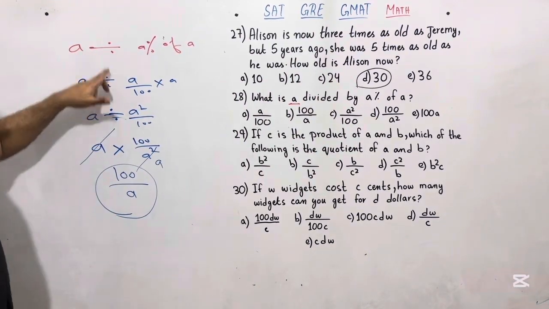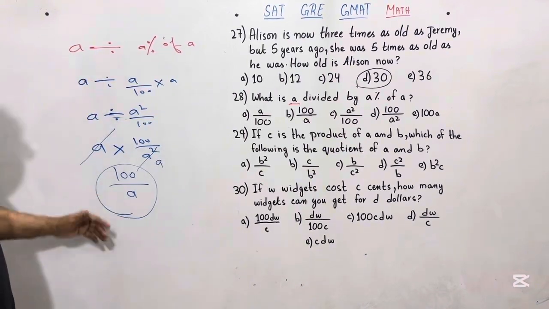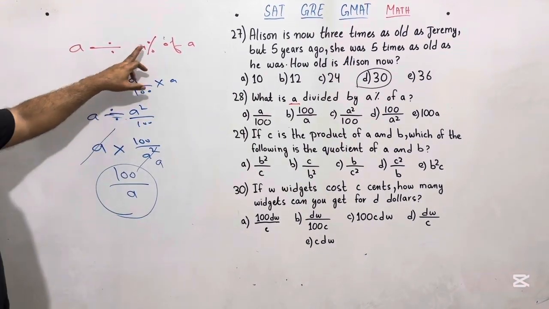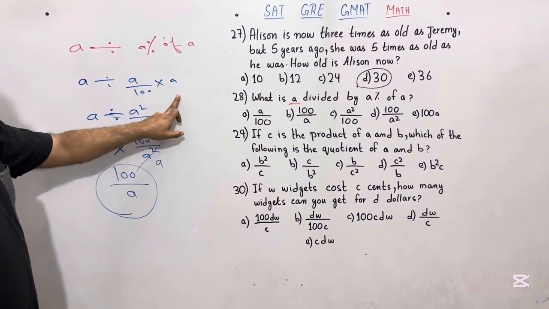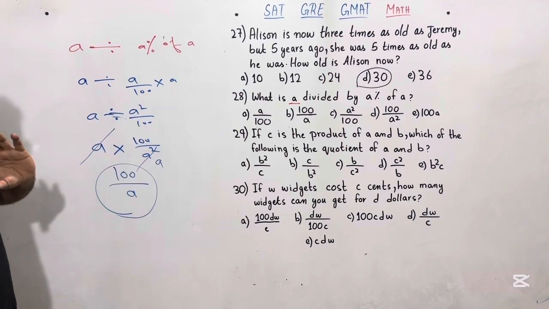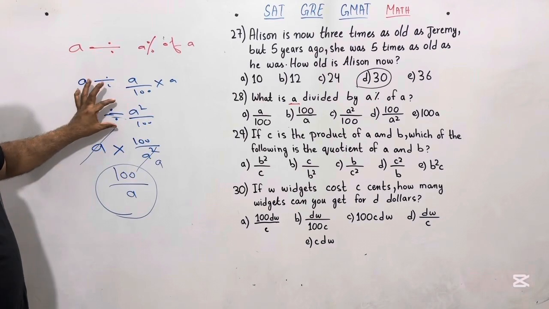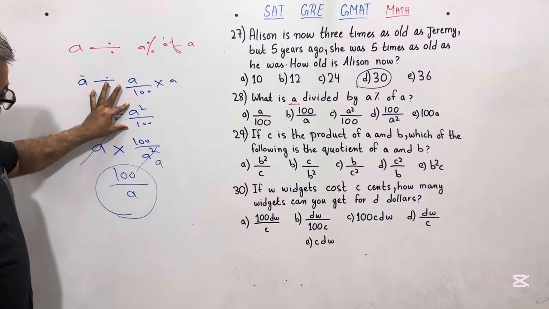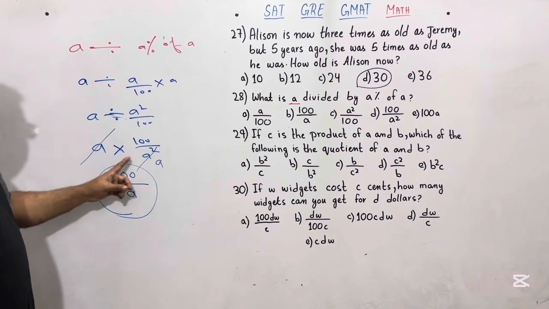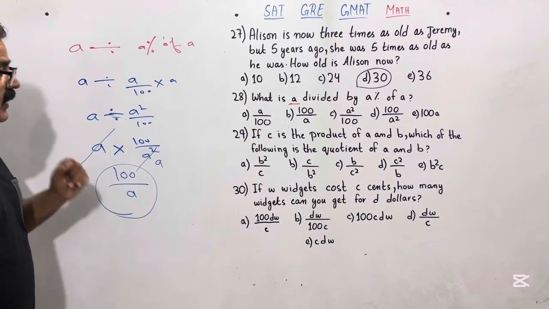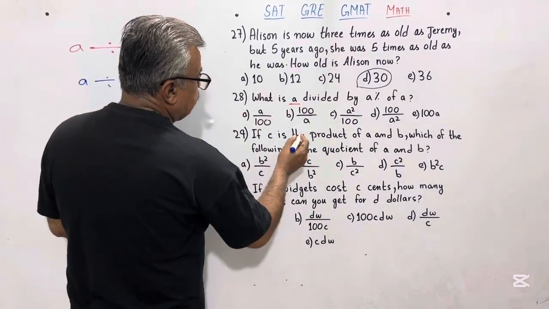A divided by A% of A: to remove percent, divide by 100, of means times A. We have A divided by A squared over 100. For calculation purposes, convert division to multiplication, taking the reciprocal of the term after the division symbol, that is 100 over A squared. A times 100 over A squared, cancelling, A remains in the denominator. 100 over A is our answer. Option number B.